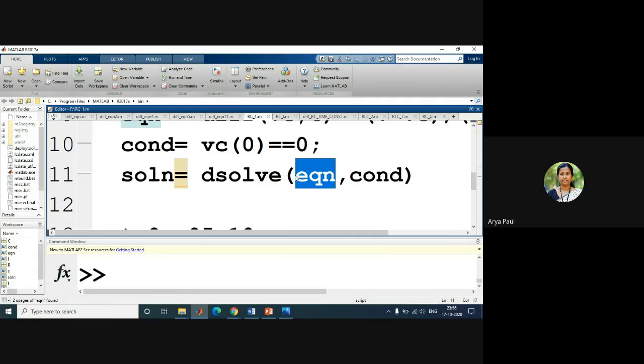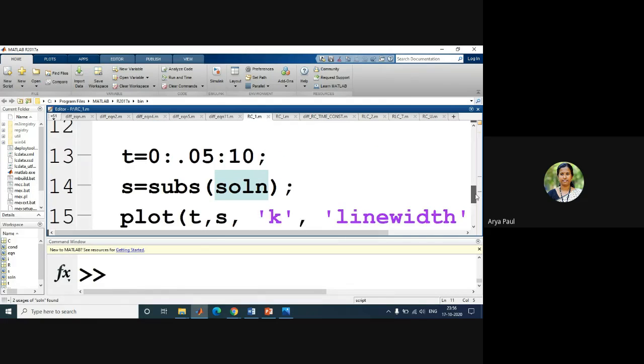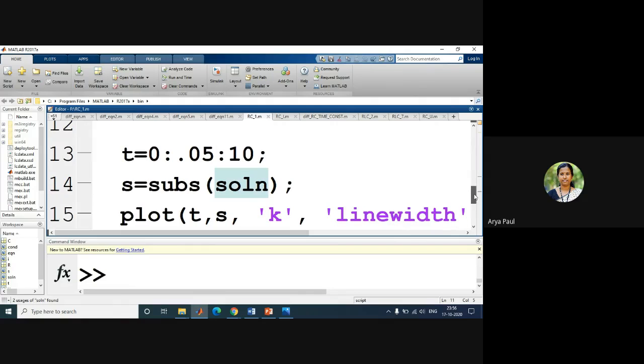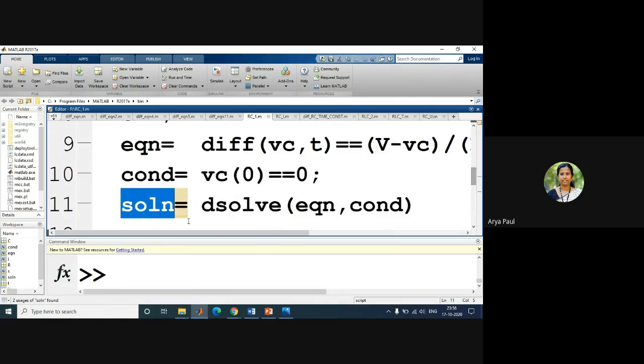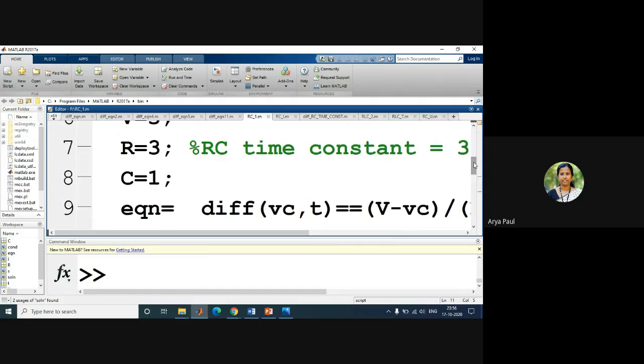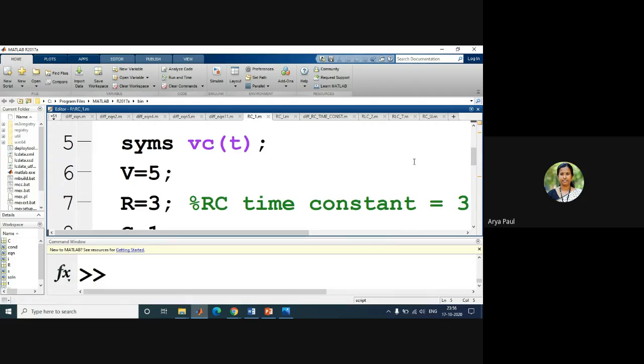Now the equation you already know, and using DSolve you can find the solution. Hope this is clear. Now you found the solution, and you want to plot it. This solution you are finding as a symbolic variable, since you are using syms, so you find it in symbolic representation.